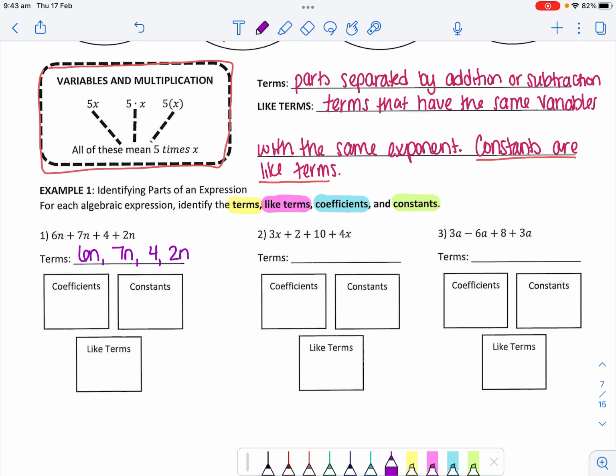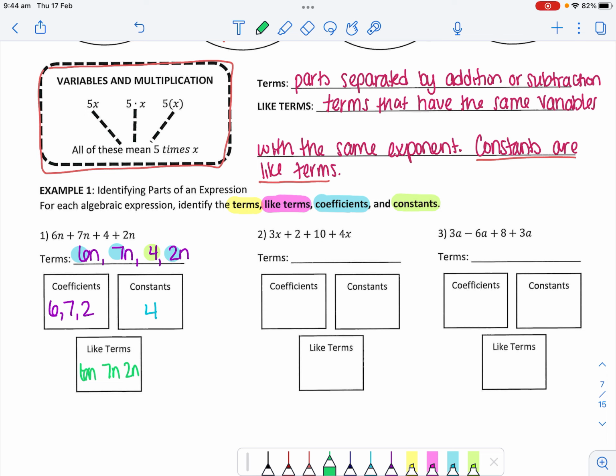The coefficients, I'm going to do those first. The coefficients are the numbers in front of the variables. So 6 and 7 and 2. So in this box, I'm going to put a 6, a 7, and a 2. Those numbers are all in front of variables. My constant is 4. And my like terms are all the terms that have the same variable. So 6n, 7n, and 2n. They all have the same variable, and I don't have any constants that I can put in that box as well.